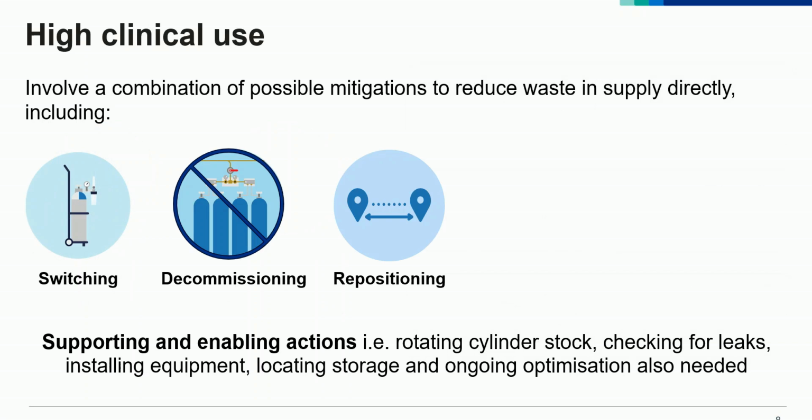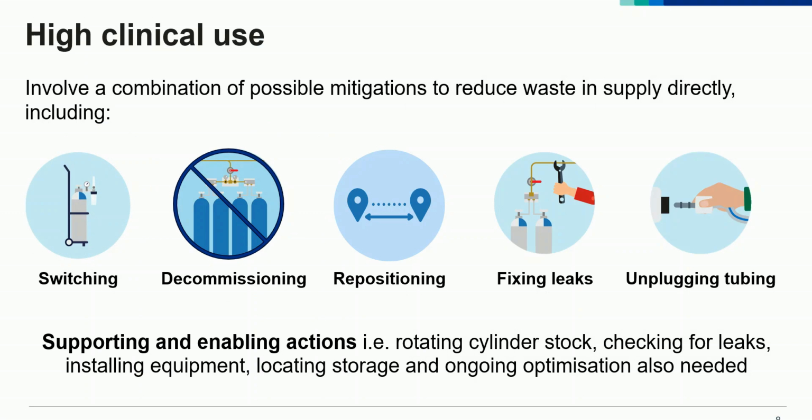repositioning and resizing manifolds to minimize pipeline length in a medical gas pipeline system, optimizing existing medical gas pipeline systems by fixing leaks across pipelines and unplugging tubing when not in use. One or a combination of these recommendations can be taken. Retaining a medical gas pipeline system will require continuous checks and fixes to ensure leaks across the system are identified and fixed in a timely manner.